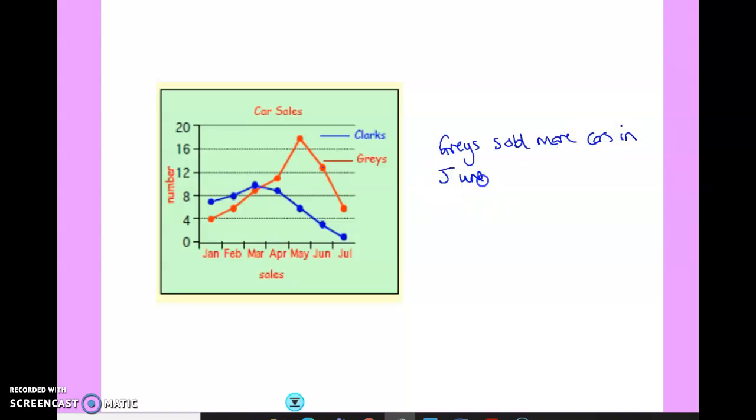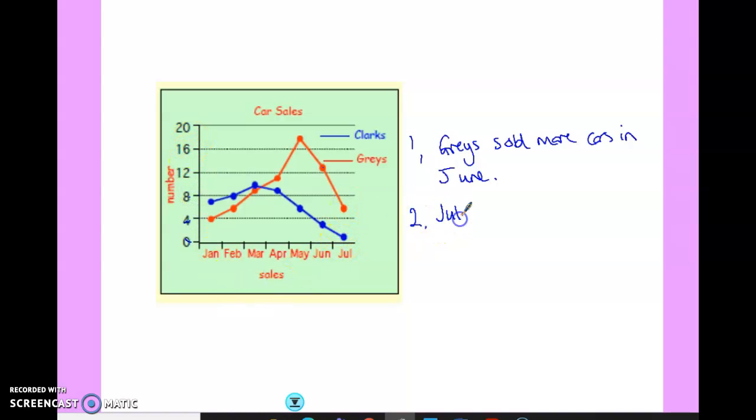We could be asked a more direct question. So we could be asked to actually compare the figures. So we could be asked something like, how many more cars were sold by Gray's in July than Clark's? And then we need to look at our scale again. Okay, so this time we're going up in fours. 0, 4, 8, 12, 16, 20.